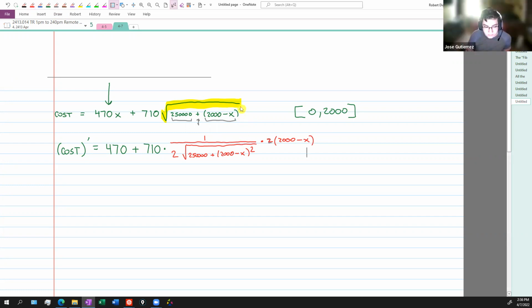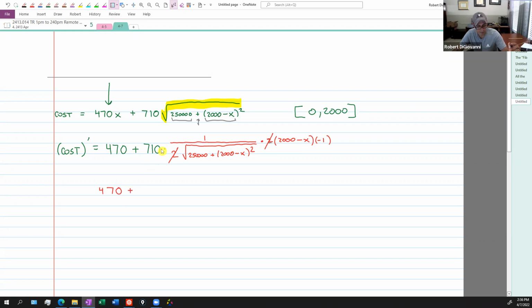We brought the 2 out. Minus 1. Yes, you have to take the derivative of the inside of this, which would be -1. So we have to have a -1 here. There it is. By the way, these 2's cancel. So let me see if I can clean this up.